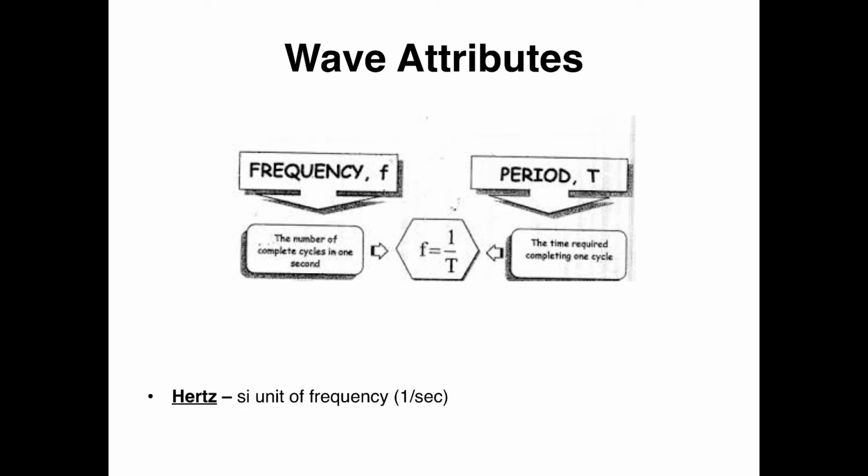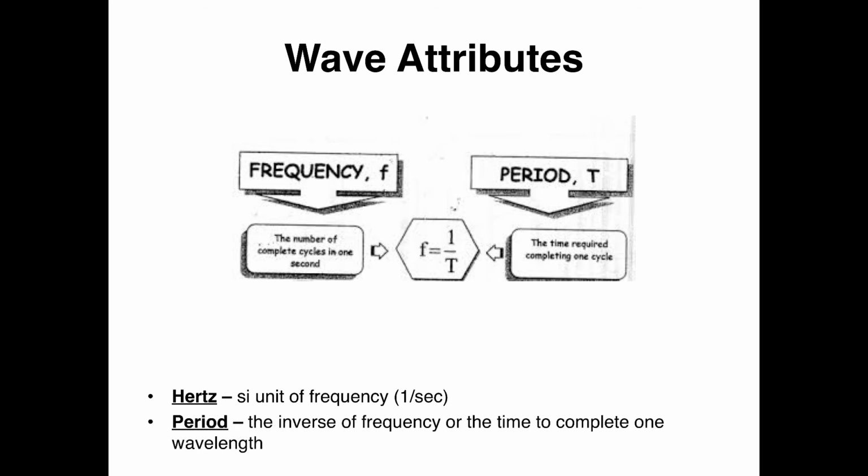And the hertz is the System's International Unit for frequency, and it represents 1 over a second, so it's cycles per second. The period is the inverse of the frequency, or the time to complete one wavelength, and it's generally labeled with the unit seconds.